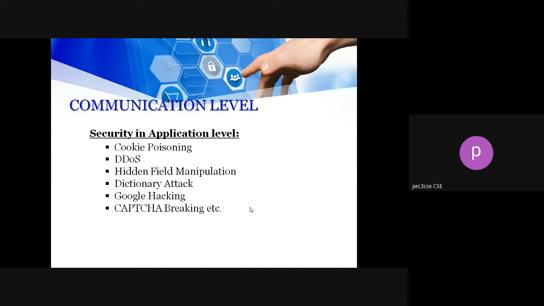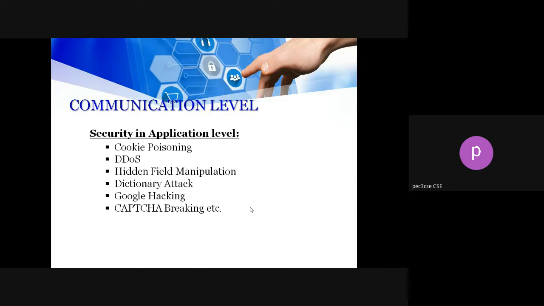And the dictionary attack is nothing but an assault on crypto systems or authentication systems. It is a kind of brute force attack actually. And Google hacking, when we are coming under this, see, Google hacking can also be called Google dorking. Okay, so the data gathering through advanced search procedures will be done over there.